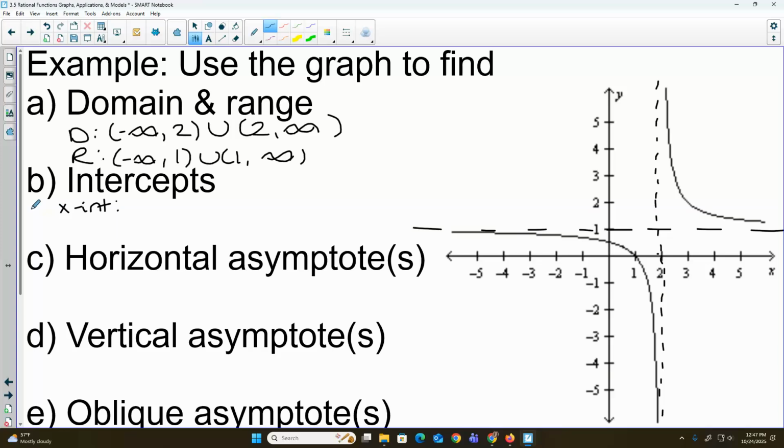X-intercept. Where does this graph touch the x-axis? 1. If you wanted to do an ordered pair, you would just say 1, 0. Y-intercept. Approximately, where does this hit the y-axis?